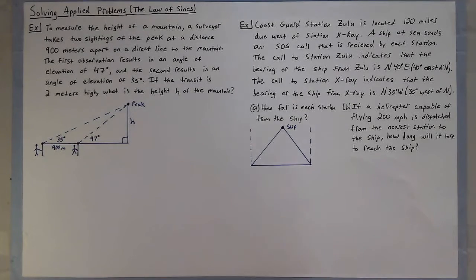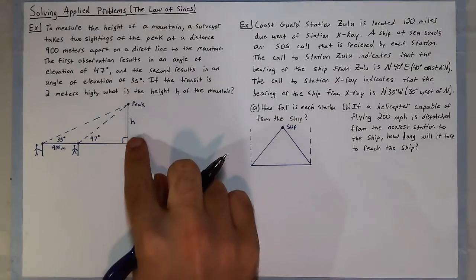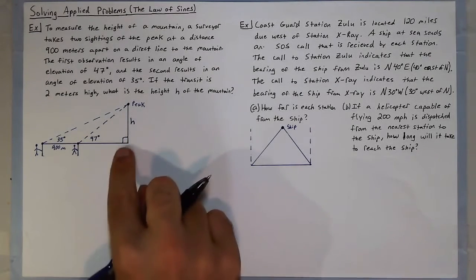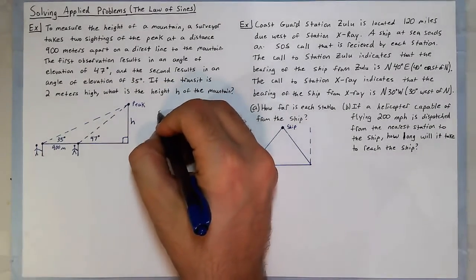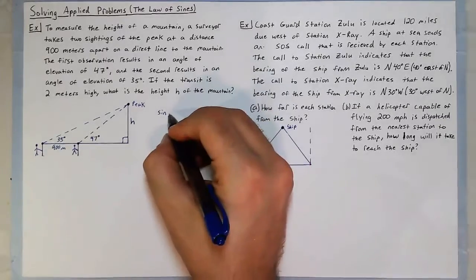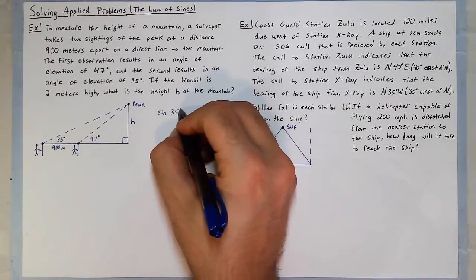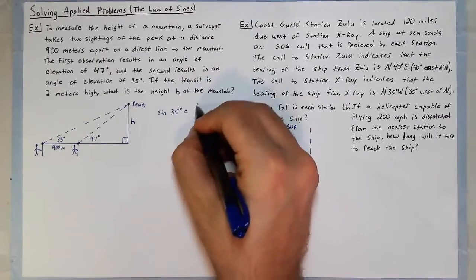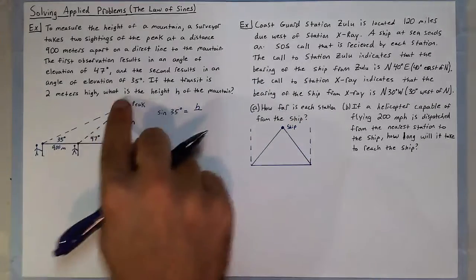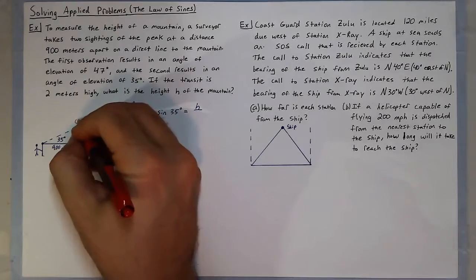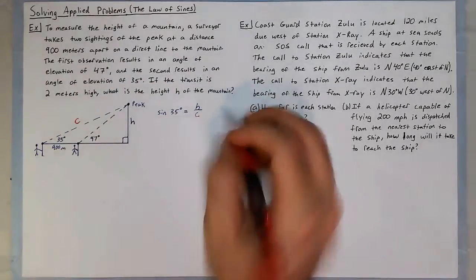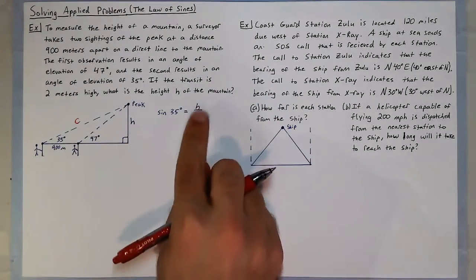So now I want to find this height. And the best way I can think of finding it is, I do have a right angle right here. So if I use sine of 35 degrees equals the height over the hypotenuse, which I'll call C for right now, I could find the height, but I need to know what C is.